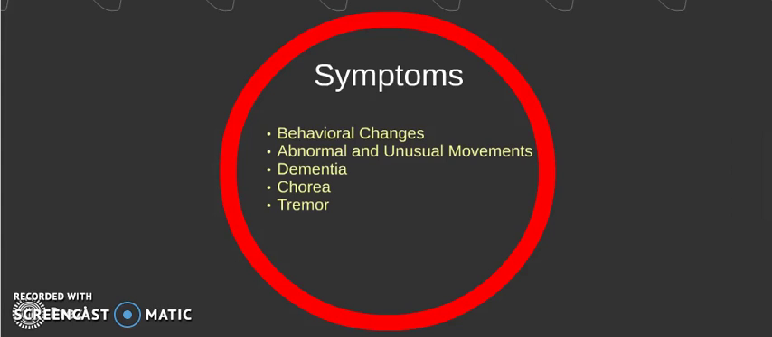Dementia is a group of mental disabilities such as memory loss, decrease in visual perception, and poor cognitive skills. And chorea is a disorder in itself that yields involuntary movements of the shoulders, hips, and face.